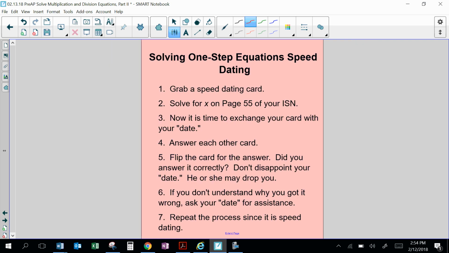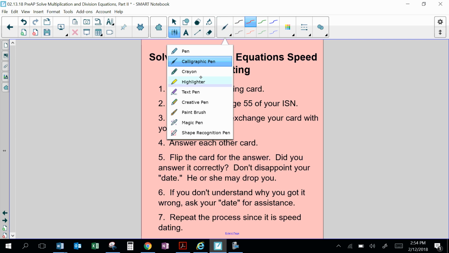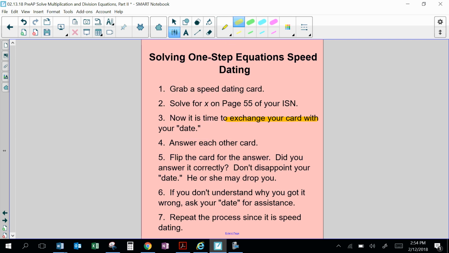So your substitute teacher will be giving you an equation card. You are going to solve it on page 55 of your notebook, or maybe if your teacher has a whiteboard available, solve it on the whiteboard. And then after you solve it, you turn over the card and make sure you did it correctly and you have the correct steps. So do not erase that. Leave that alone. Now, when everybody has had enough time to solve their card, you're going to walk around the classroom and find your date, the love of your life. Exchange your card with your date. So you're going to hand your card to your date.